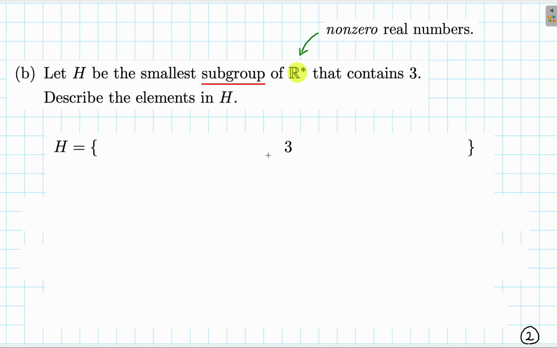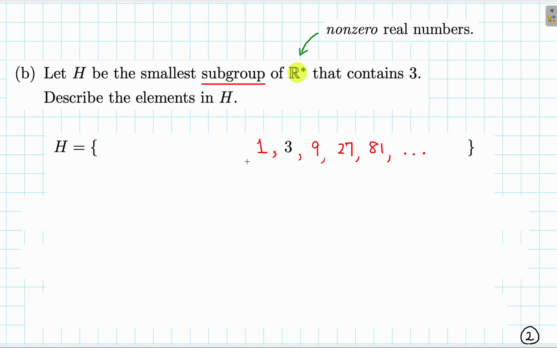Well, we've got 3 in there already. Now, H is a subgroup of R star, and R star is a group under multiplication, so it must contain the multiplicative identity, namely 1. What about closure? Well, 1 times 3 is 3, that's in there, but 3 times 3 should also be in there. So 9 should also be in there, and then 3 times 9, 27, and then 3 times 27, 81, and all these powers of 3 must be in this set if H is to be a subgroup.